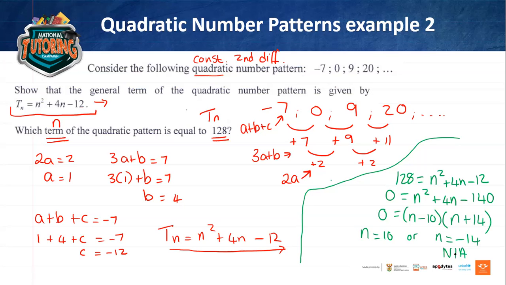We're dealing with number patterns. N is a position. So it cannot be -14. Then I conclude n must have been 10 because I can't have the -14th number in the pattern. That makes no sense.